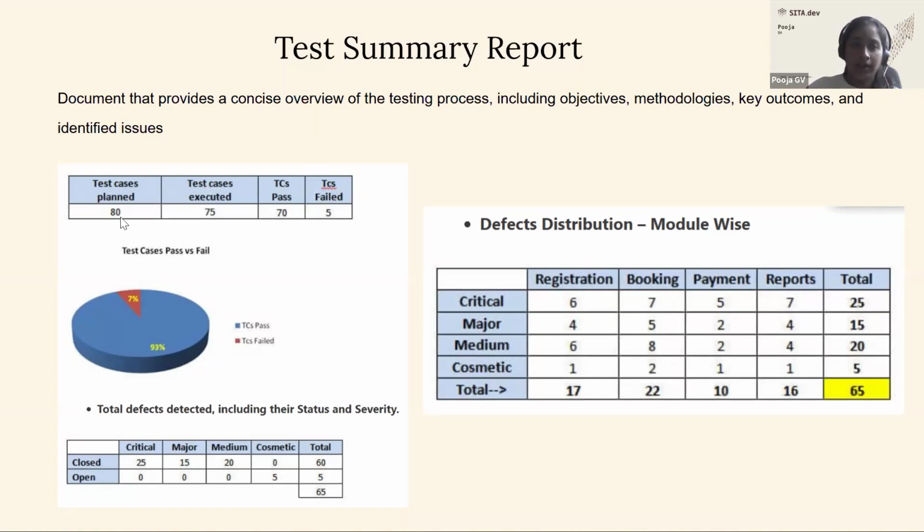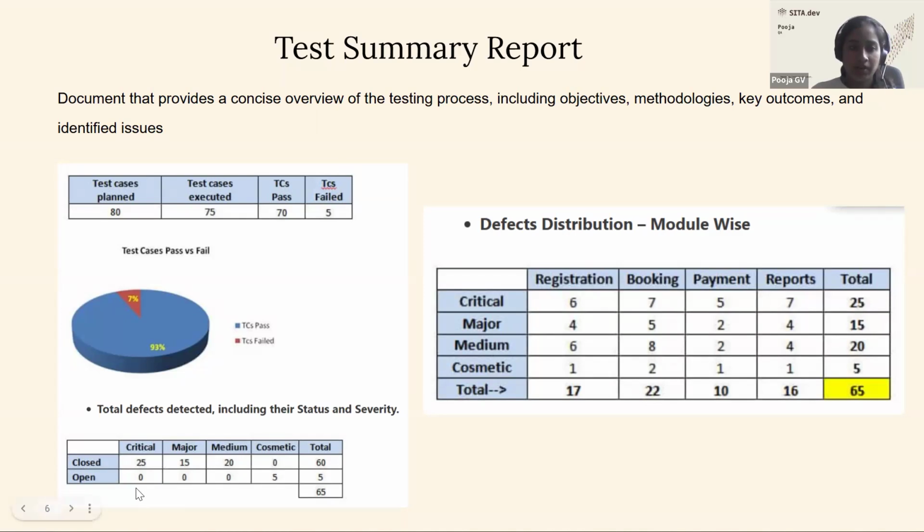So you can see a total of 80 were planned and 75 were executed, and of those, 70 passed and 5 did not pass. So in the pie chart you can analyze this result, and you can discuss clearly with the clients, showing that this many have passed and we are working on the failed test cases.